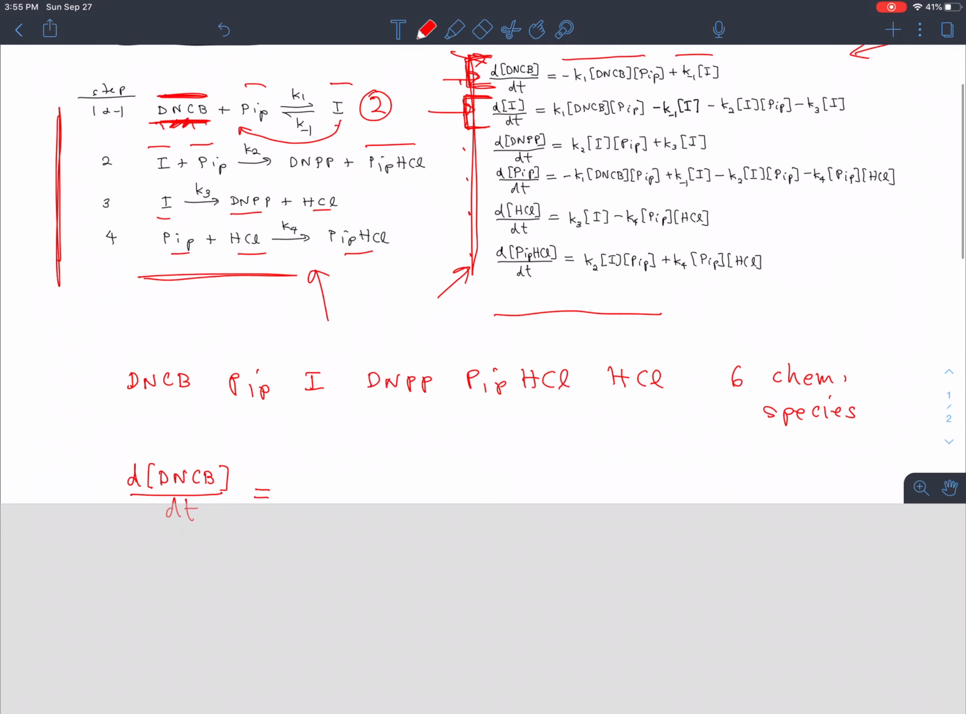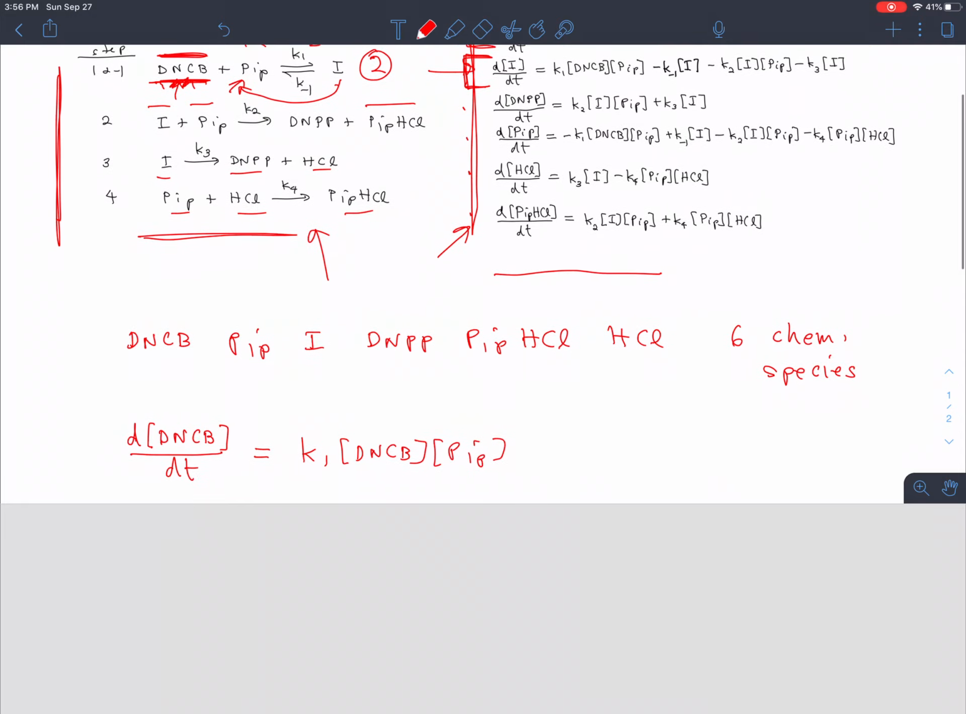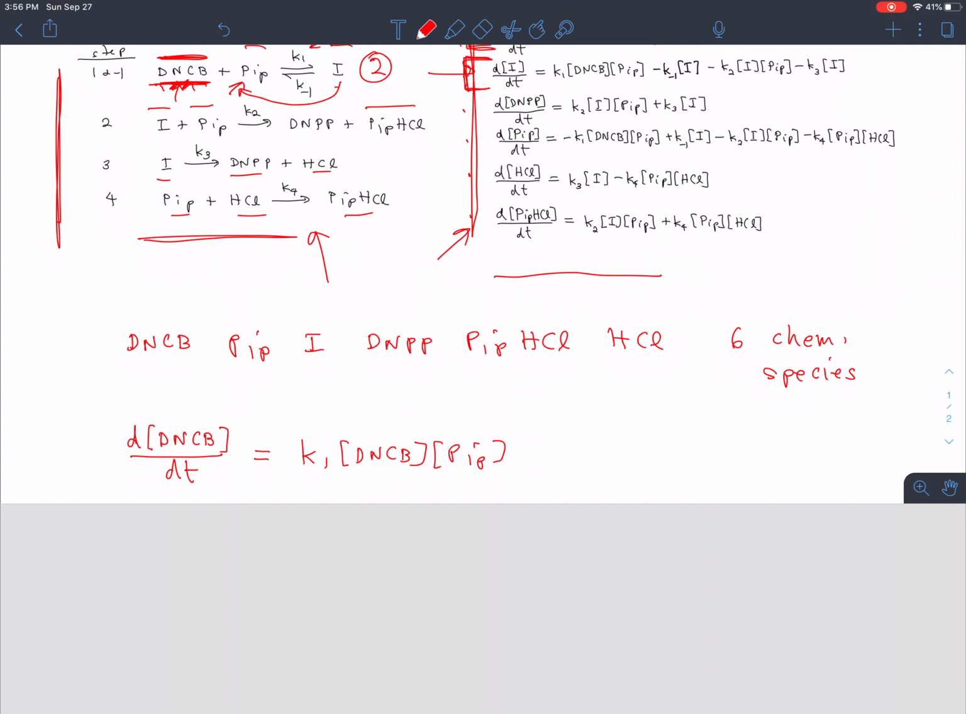In the first case, for the forward reaction, the rate of change of DNCB will be equal to the rate constant for that reaction, k1, times the concentration of DNCB, because it's a reactant here, times the concentration of piperidine, because that's also a reactant here. And there will be a minus sign on that, right? Because DNCB appears as a reactant and so is disappearing. Its rate of change will be negative.